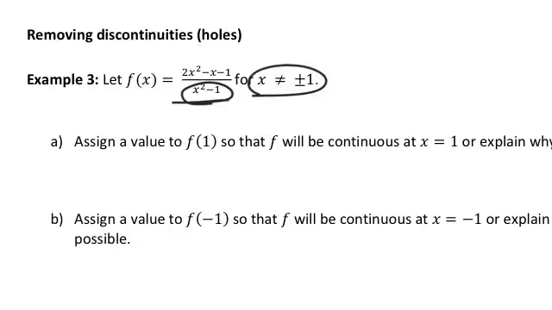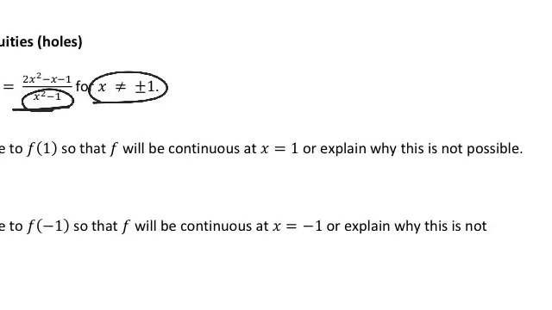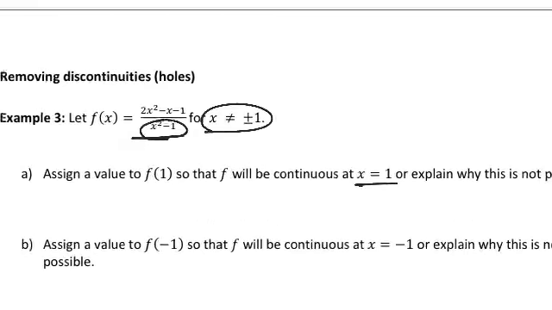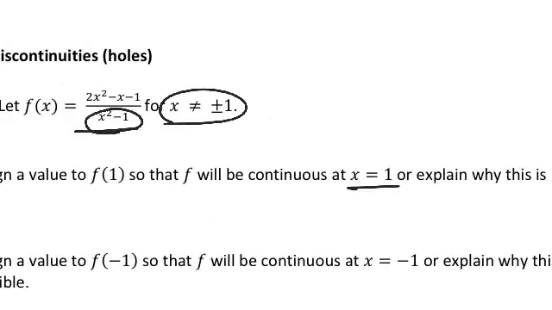And then they're saying assign a value to f of 1 so that it will be continuous at x is equal to 1, or explain why this is not possible. So you first have to look at that function and recognize you have to be able to factor the top. And I keep saying, please be really good at factoring.